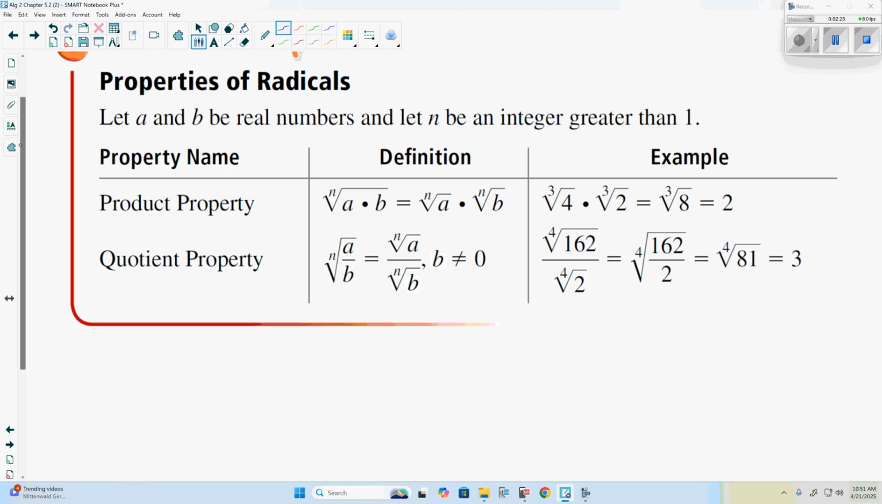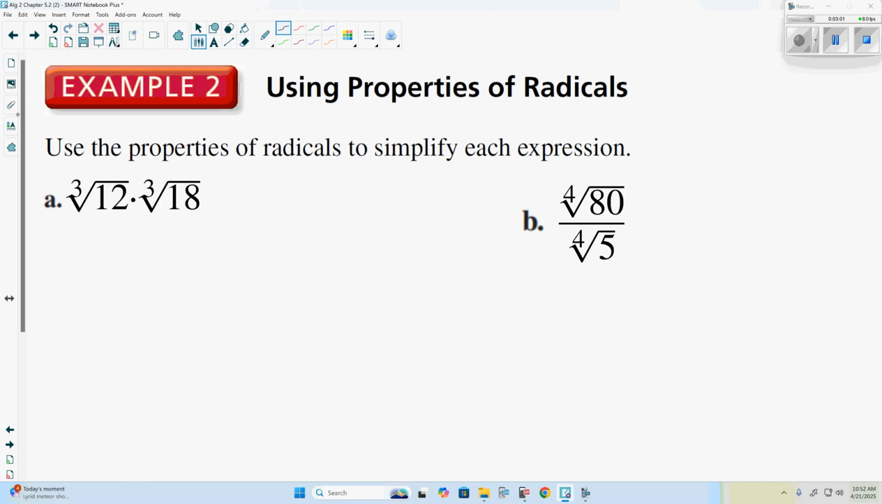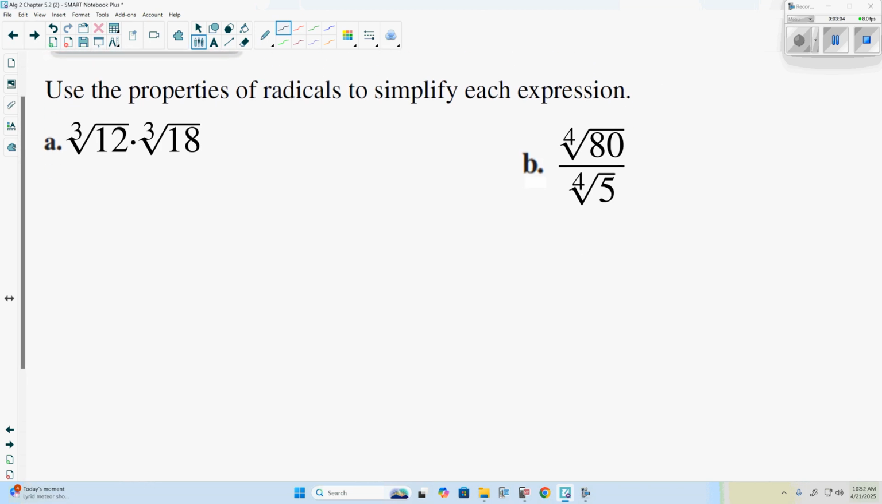Now, our quotient property states that if we have the nth root of a divided by b, it is the same thing as the nth root of a over the nth root of b, as long as b is not 0. Can't divide by 0. And we can go back and forth between these here. A lot of times, especially with the quotient property, we put them back together if the numerator is completely divisible by the denominator. We can divide it to simplify. And we can look at some of these here using these properties.